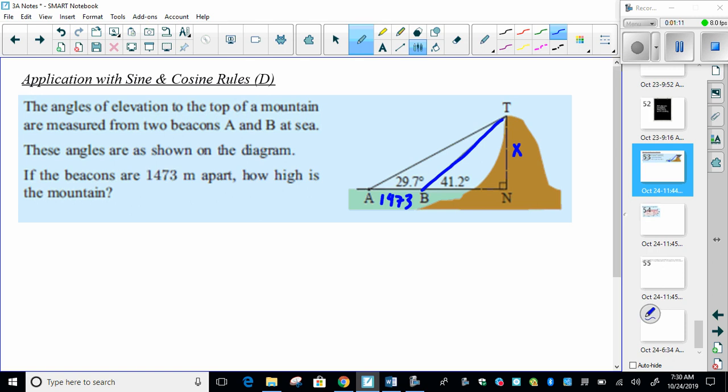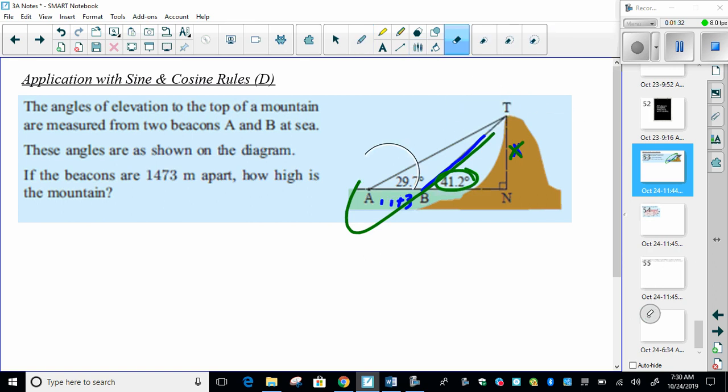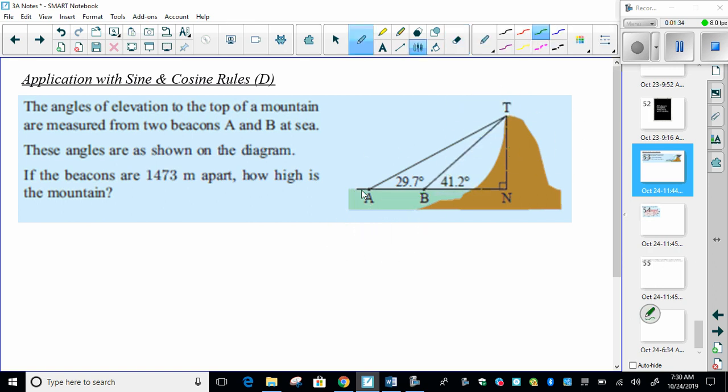Since I need to find my height, this is the side length I need, and this is an angle I have, I'm going to need another side length in order to figure out this unknown side length. So I'm going to pull those apart, and I'm going to use this triangle to find that shared side. So, clean that up. Pulling apart my two triangles, ABT is this triangle.